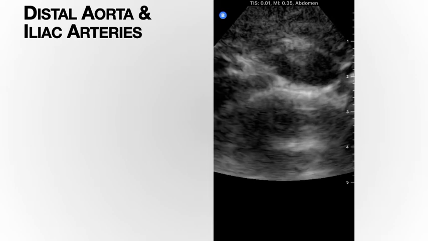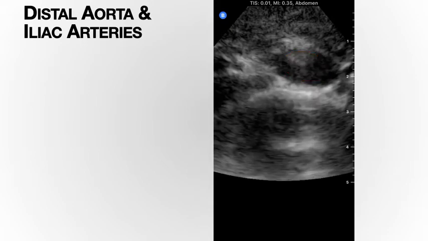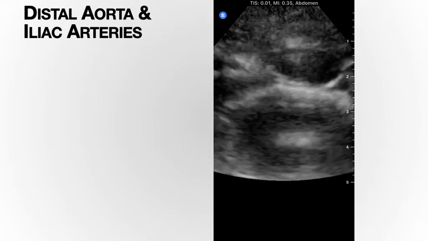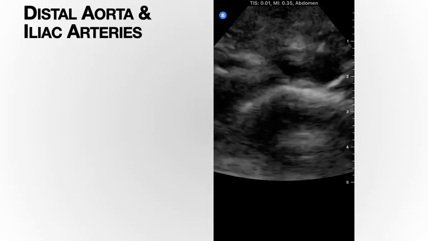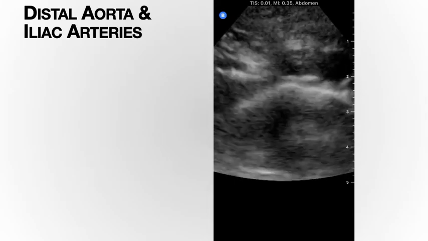Finally, we get down to the distal aorta around the level of the umbilicus. We once again find our vertebral body and the aorta just anterior to it. Now, once we find the distal aorta, slide or fan distally to see the aorta split into the right and left iliac arteries. You can then fan proximally again to return to the distal aorta.